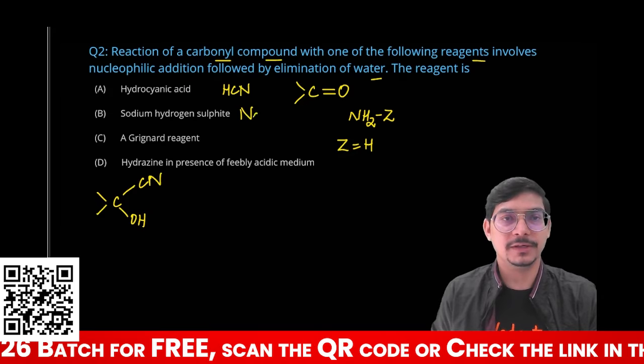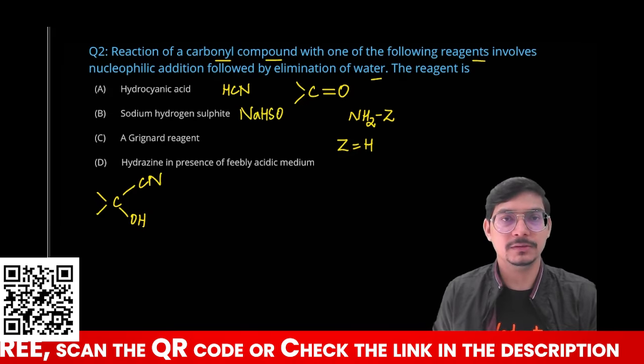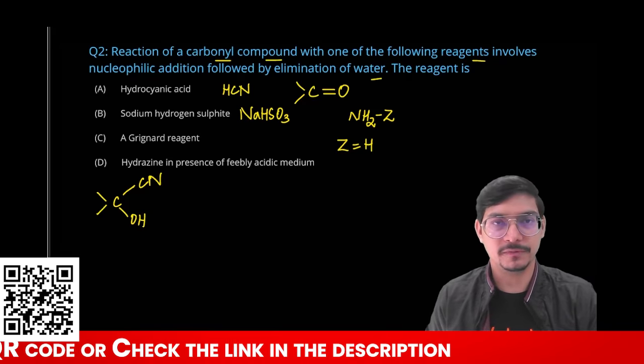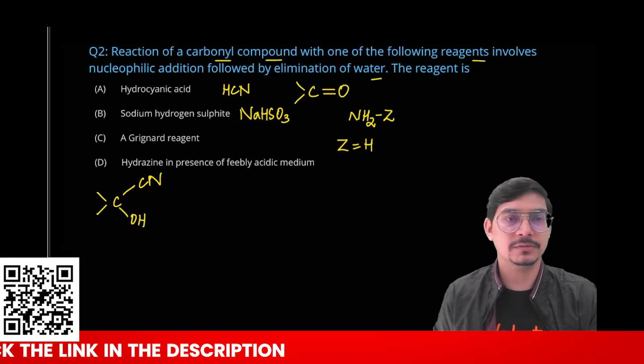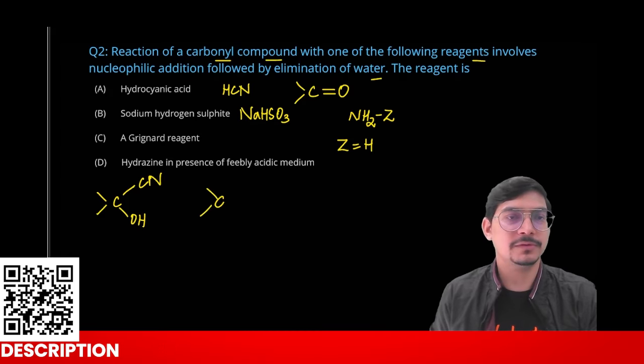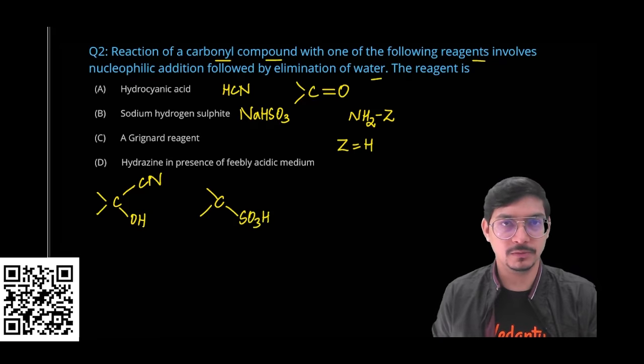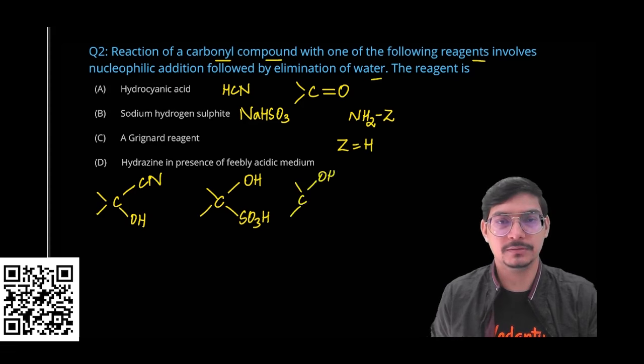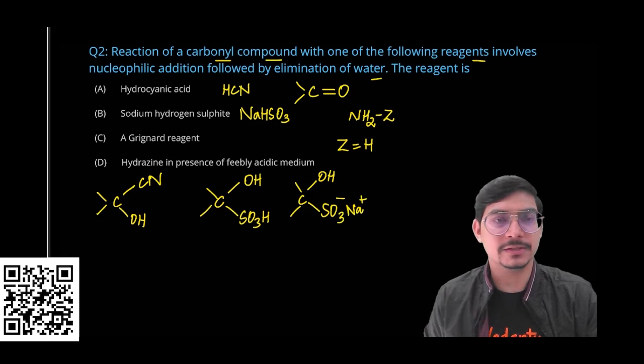Sodium hydrogen sulfite is NaHSO3. This reaction is mainly used for purification and characterization of aldehydes and ketones. So when a molecule of sodium hydrogen sulfite reacts with a carbonyl group, an aldehyde or ketone, basically this is the product. Technically the product would be this. So this is again a nucleophilic addition.